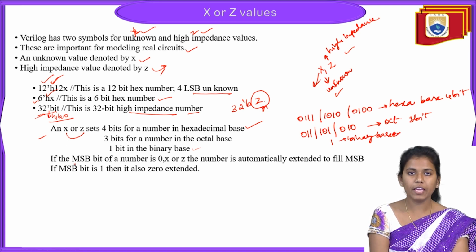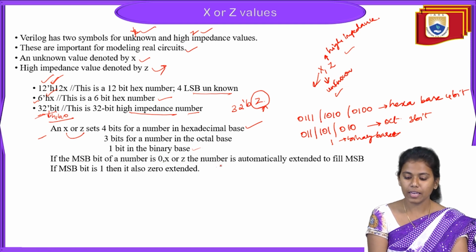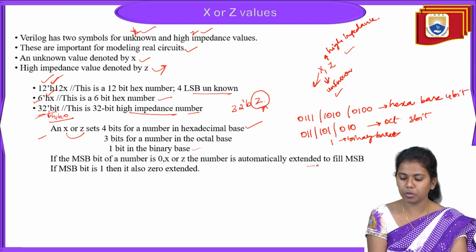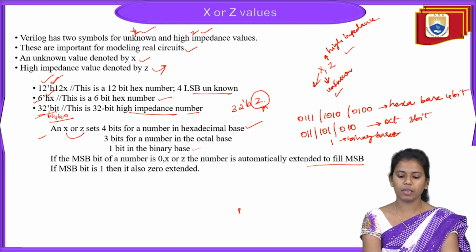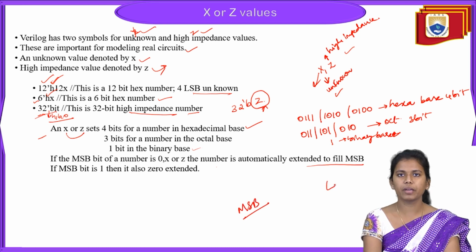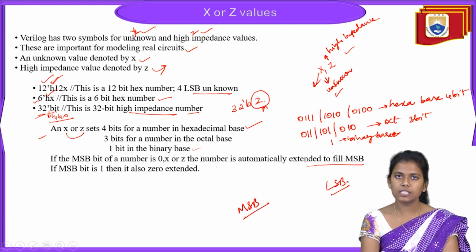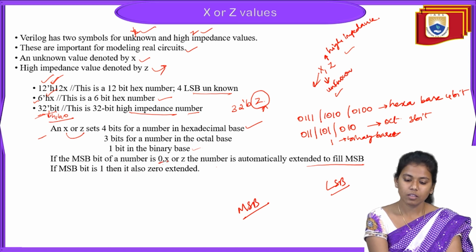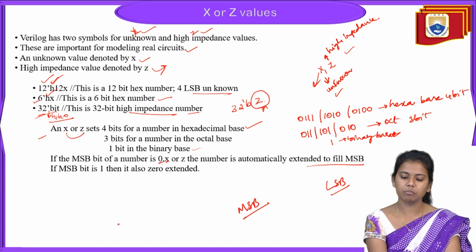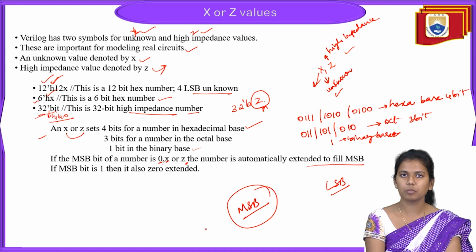So, if the MSB of a number is 0, X or Z, the number is automatically extended to fill the MSB. You all know what is MSB and what is LSB. MSB is the most significant bit. LSB is the least significant bit. So, in order to extend the MSB, a 0 can be added. Sometimes the unknown value X can be added. Sometimes Z can be added in order to fill the most significant bit properly.